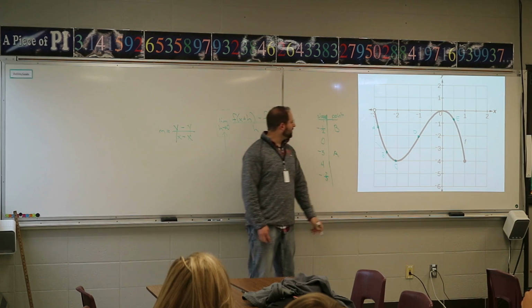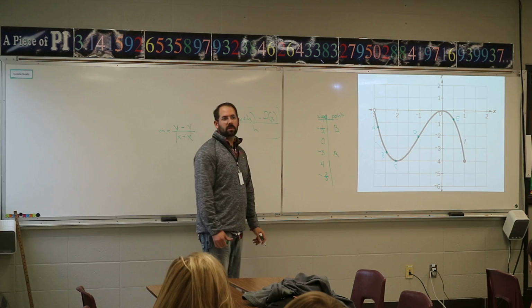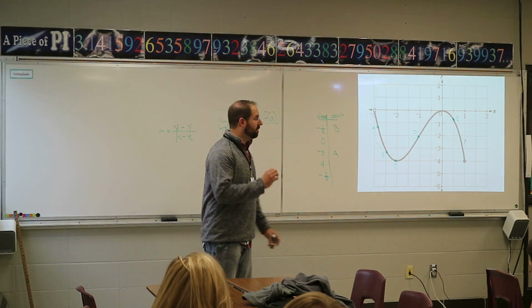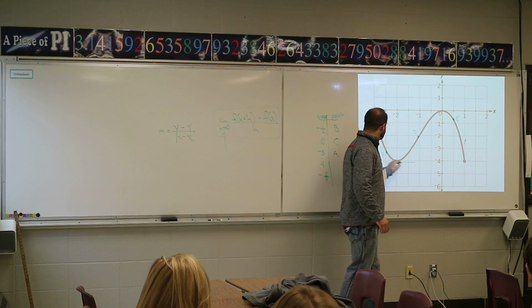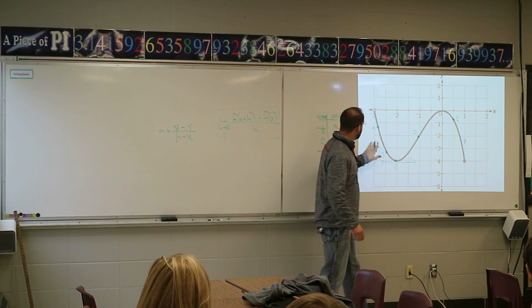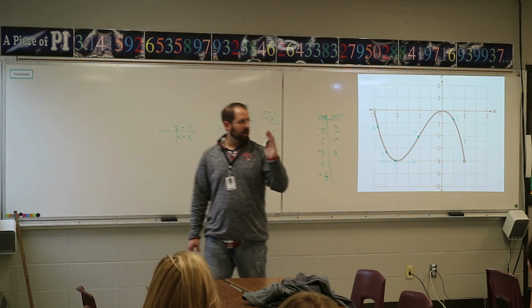What about 0 slope? C. 0 slope is when your lines are directly horizontal. Undefined slope is when it's up and down. We don't have any of that.